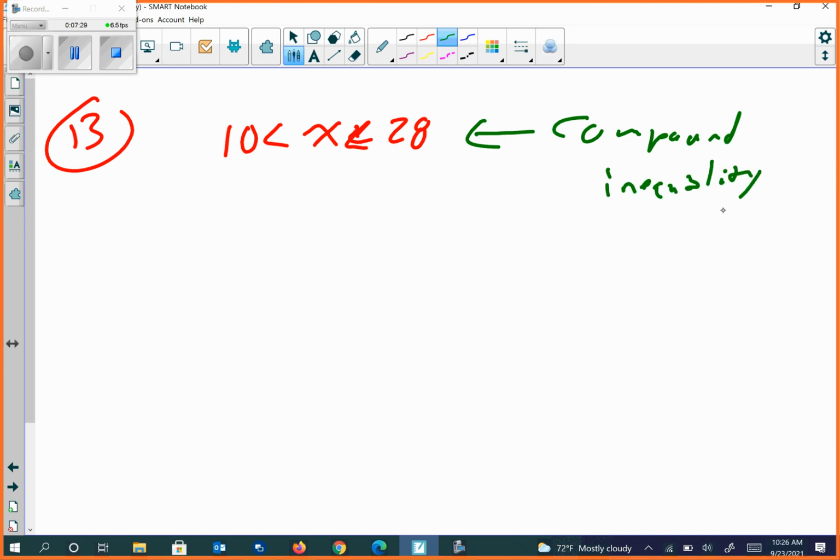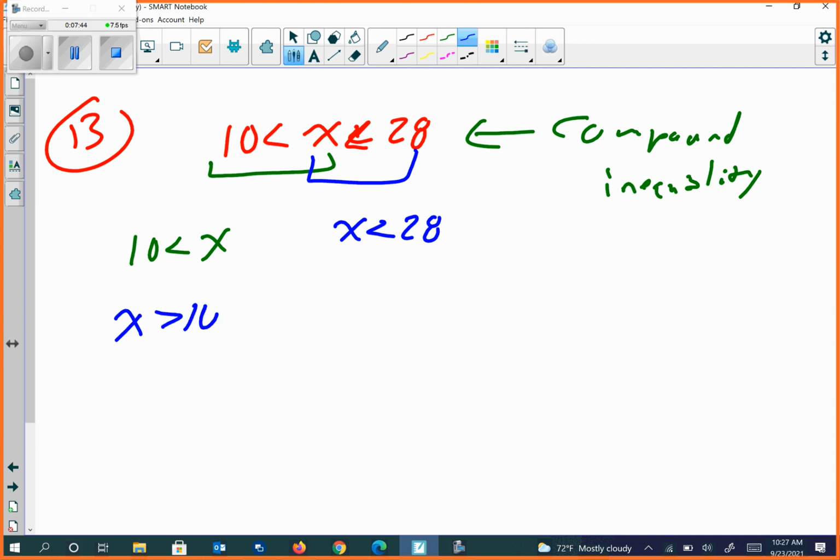So it basically means it's two problems. This is one problem, and this is the other problem. Now, I can flip inequalities over as long as I flip the sign over at the same time. So I could change this to that. So x is greater than 10, x is less than 28. But because we know we can flip this over, and then these are the same, that means I can put it together. Does that make sense? Cool. Any other questions, my friends?